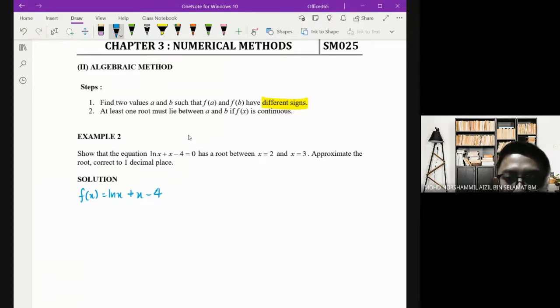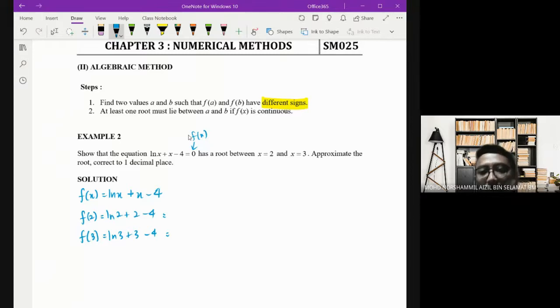Jawapan dia adalah bila f(x) tu dapat kosong tau. Maksudnya, let's calculate f(2). Let's calculate f(3). Okay. So ln 2 plus 2 minus 4. ln 3 plus 3 minus 4. Okay. And then please calculate for me what you get. Tak apa. Saya kira sama lah.